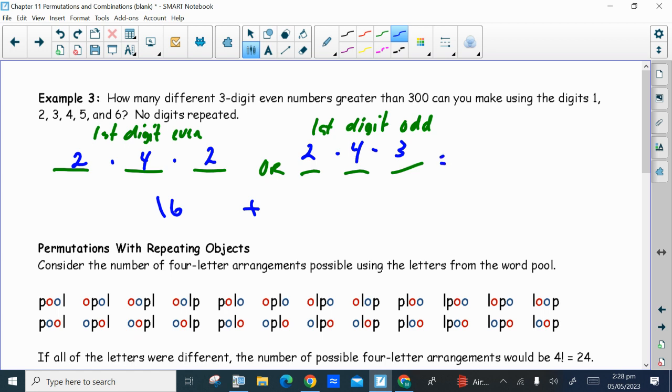So now it's going to be 2 times 4 times 3. 8 times 3 is 24. So we're going to add 16 and 24 together, and our answer is 40.